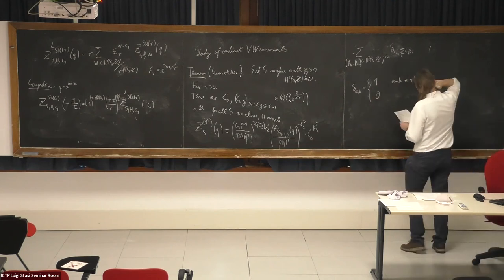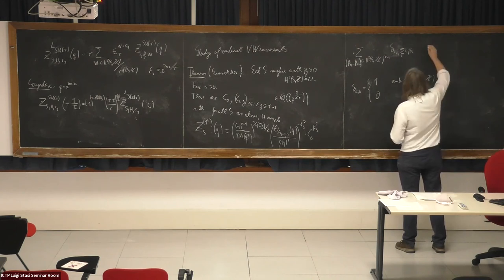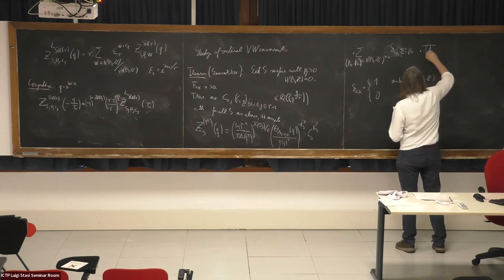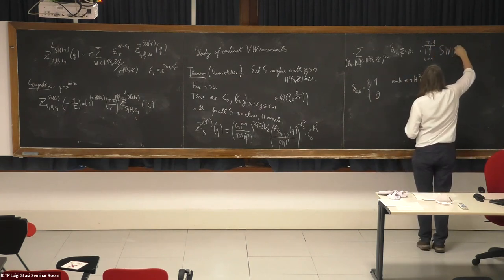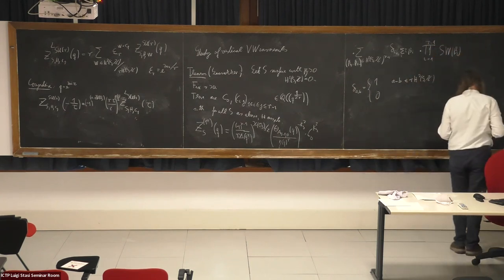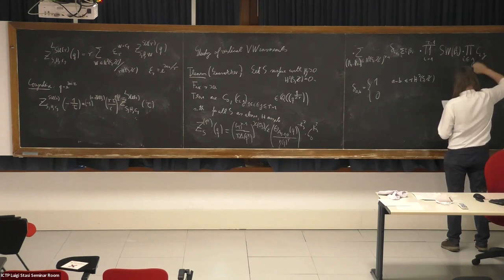So we have this, and then we finish with this statement. You take the product over i from 1 to R minus 1 of the Seiberg-Witten invariant of beta_i, and you take the product over all i smaller than j of C_ij.